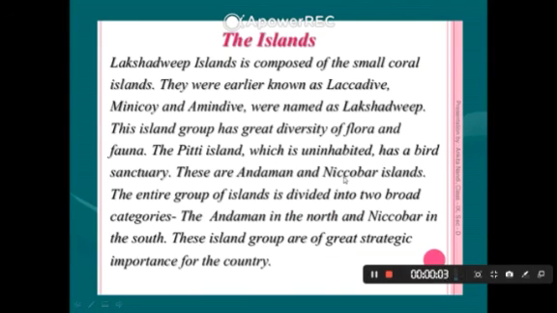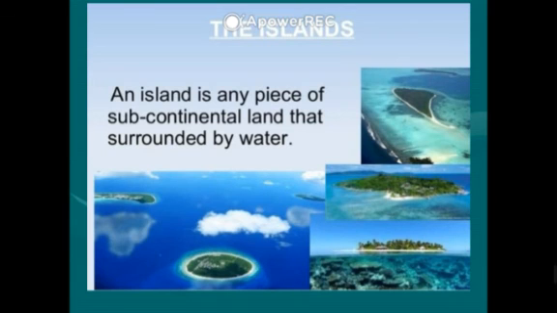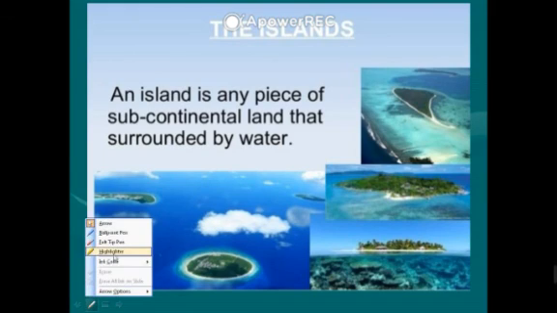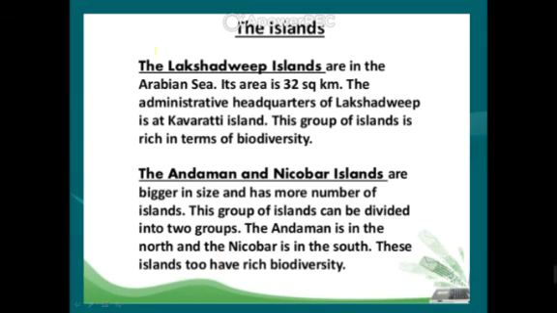Okay, so the last physical division structure is the island. An island is a structure that is surrounded by water. So this is the diagram of islands. Two basic island groups are important in India. First one is Lakshadweep and second one is the Andaman and Nicobar Islands.